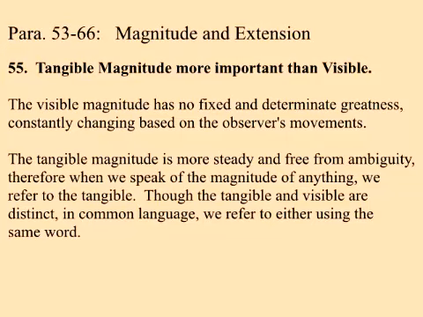The visible magnitude has no fixed and determinate greatness, constantly changing based on the observer's movements, whereas the tangible is more steady and free from ambiguity. Therefore, when we speak of the magnitude of anything, we're always referring to the tangible. Though the tangible and the visible are distinct, in common language we refer to either using the same word.